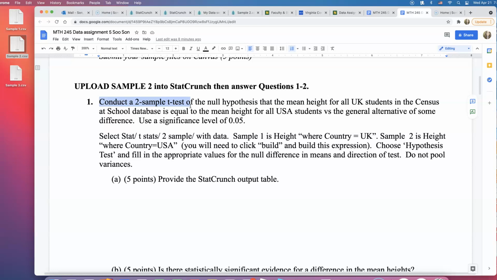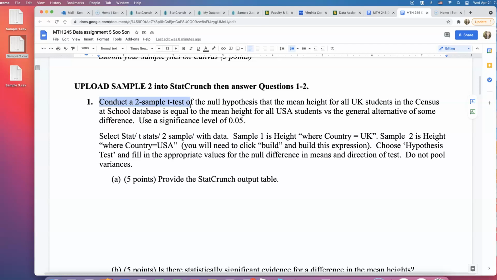So we don't know if one population is taller or shorter, whether American students are taller or UK students, I don't know. So the alternative will just be that there is a difference. If there's no difference, we're just going to subtract their averages and set it equal to 0. For the alternative, we're going to use the symbol not equal to, okay?